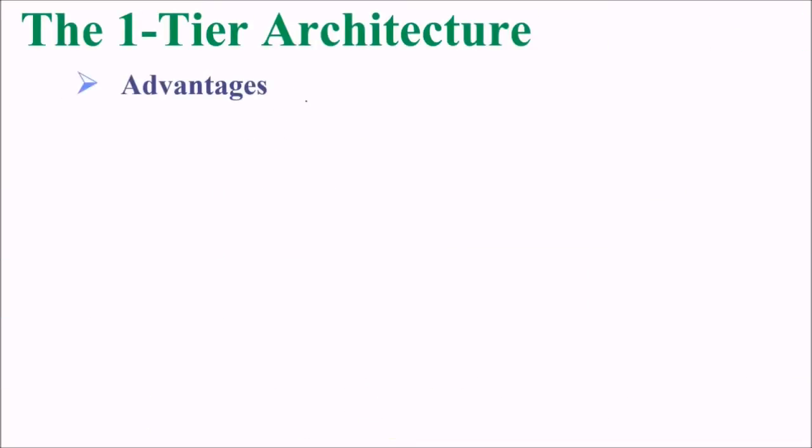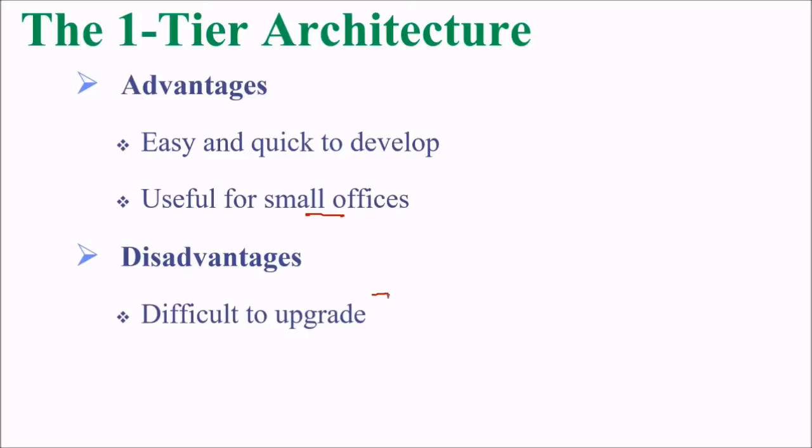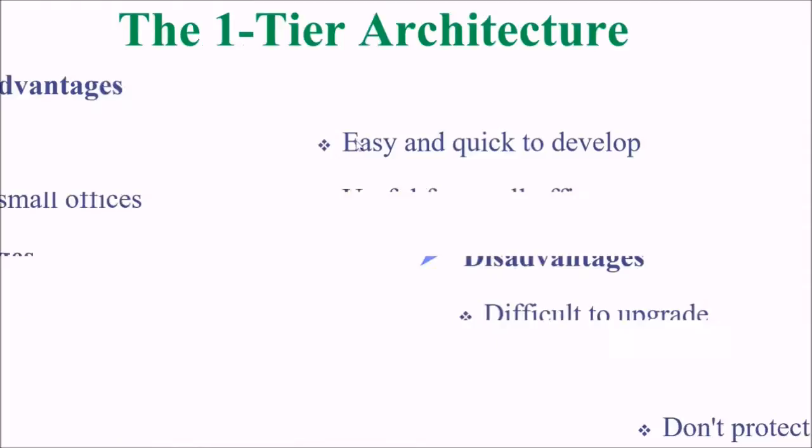In one-tier architecture, what are the advantages? First, it is very easy to develop, and you can develop it quite quickly. And for small offices, one-tier architecture is good. But the disadvantages: how to upgrade? It is very difficult to upgrade because all things are connected, and it is not scalable. Again, things are connected, and the valuable business logic is not protected.